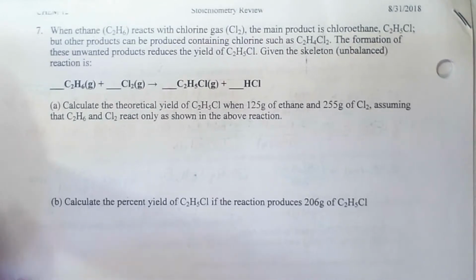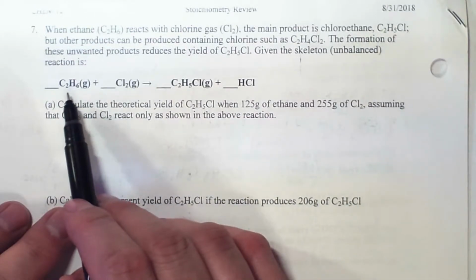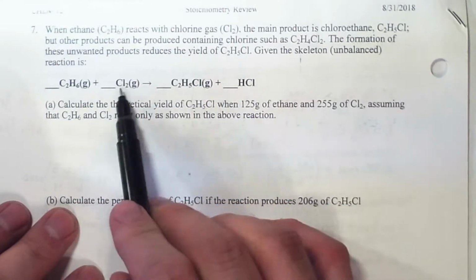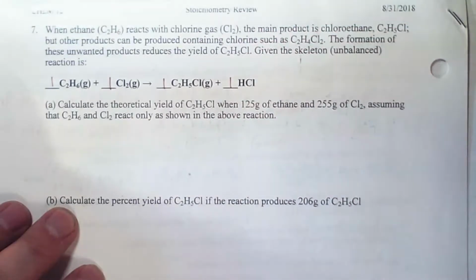So question 7 says, when ethane reacts with chlorine gas, the main product is chloroethane, but other products can be produced containing chlorine, such as C2H4Cl2. The formation of these unwanted products reduces the yield of C2H5Cl. So we have an unbalanced chemical equation, which is known as a skeleton equation. Let's just check a quick balance: 2 carbons, 6 hydrogen, 6 hydrogen, 2 chlorine, 2 chlorine. So even though I'm calling it a skeleton, it is balanced.